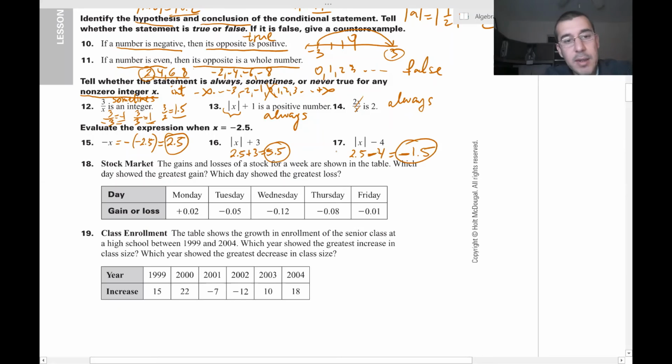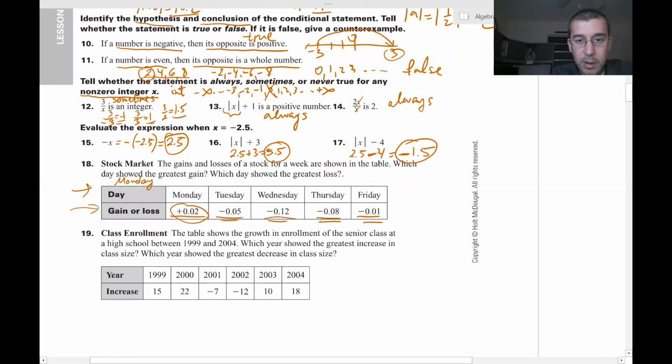18, stock market. The gains and losses of a stock for a week are shown in the table. Which day showed the greatest gain? Which day showed the greatest loss? All right, so we have the days: Monday, Tuesday, Wednesday, Thursday, Friday. We have the gains or the losses. Gains are positive, right? So we just have Monday. We have gain on Monday, and we have losses on Tuesday, Wednesday, Thursday, Friday. Okay. All right, so which day showed the greatest gain? Well, the greatest gain is Monday because that's the only positive number. So this is Monday.